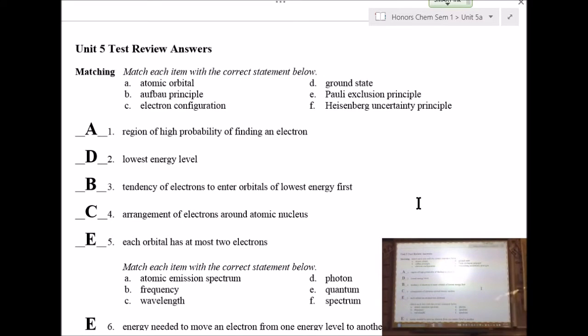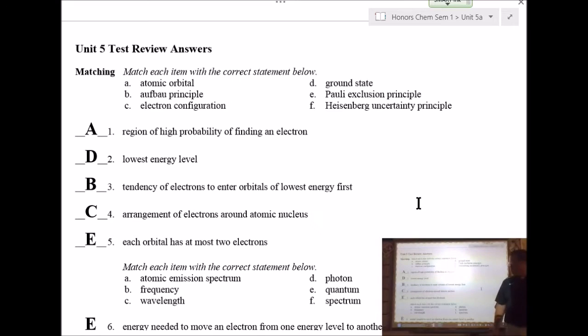All right, so looking at number 1, a region of high probability of finding an electron. Again, when we talk about the definition of an orbital, an orbital is a region of space where you're likely to find an electron. So again, just another way to word that. Number 2, the lowest energy level, ground state. What that means is that none of the electrons in that atom are excited, so they're all as we would write our electron configuration.